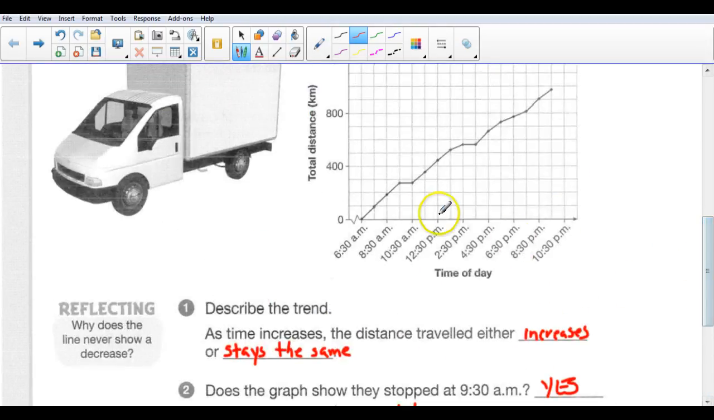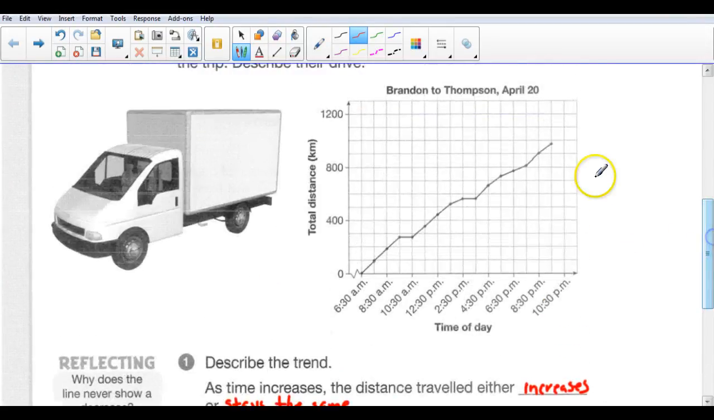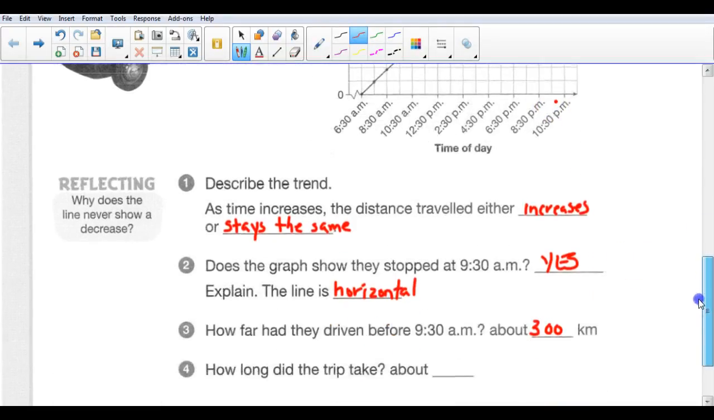How long did the trip take? Well, they started at 6:30. Is that the whole trip there? The trip started at 6:30 in the morning, and it ended here. We go down on the graph, and it looks like it ended at 9:30 p.m. So from 6:30 in the morning to 9:30 at night is about 18 hours.